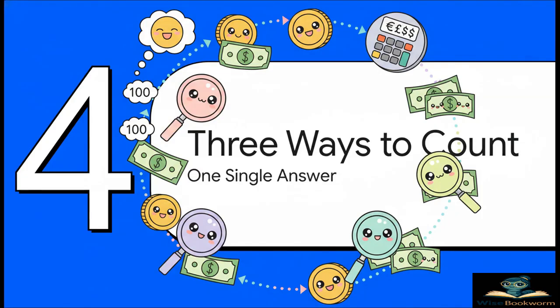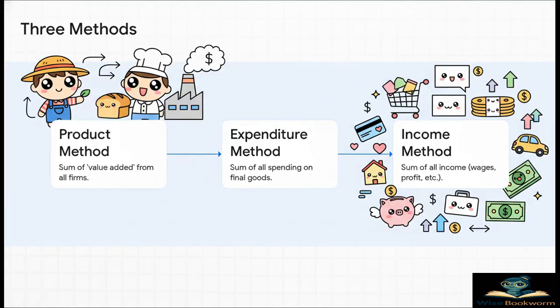Now, because we know the money just goes around in this big circle, it gives economists a really powerful tool. It means you can stand at a few different points on that circle, measure the flow of money passing by, and you should get the exact same number. And this is how we get the 3 methods for calculating that big number. First, there's the product method. You add up the value added from every firm, just like we did with the farmer and baker. Second, the expenditure method. You add up all the money spent on final goods. And third, the income method. You add up all the income, every wage, every profit, every rent payment that was earned in the country.